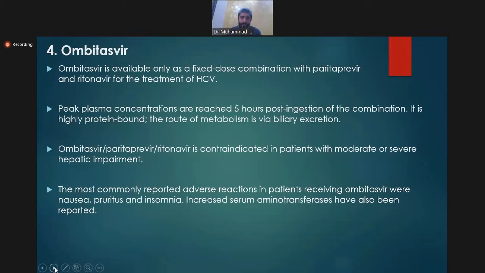And this combination is contraindicated in patients with moderate or severe hepatic impairment. Most commonly reported adverse reactions are nausea, pruritus, and insomnia. Pruritus or nausea are basically due to biliary upset. And increased serum aminotransferases have also been reported.